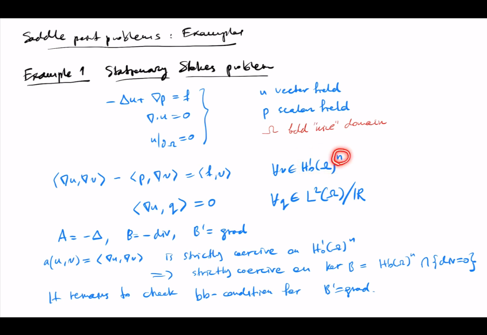with vector values. And for the p, by the way, u corresponds to the velocity field of a fluid, and p corresponds to the pressure. So the pressure space is going to be L2 with zero mean. Zero mean means just that the integral over omega of the pressure is equal to 0.